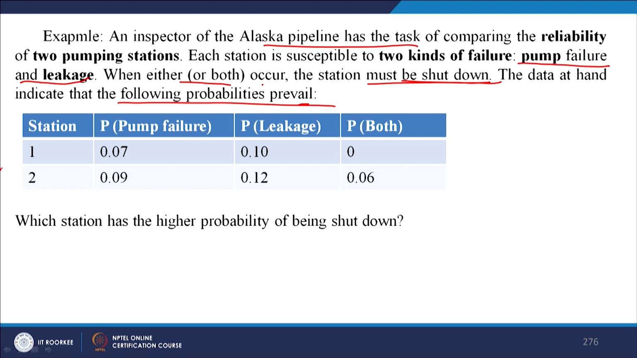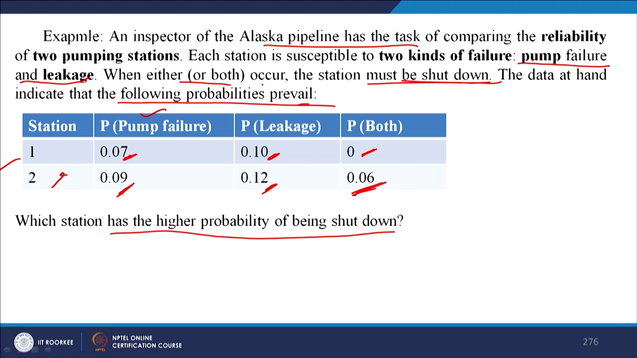So, station 1, probability that there would be pump failure 0.07, leakage 0.10, and both happening together is not possible, right, its probability is 0. Station 2, pump failure 0.09, leakage 0.12, and both, because the pump may fail because of both these reasons, is 0.06, right. So, which station has the higher probability of being shut down?